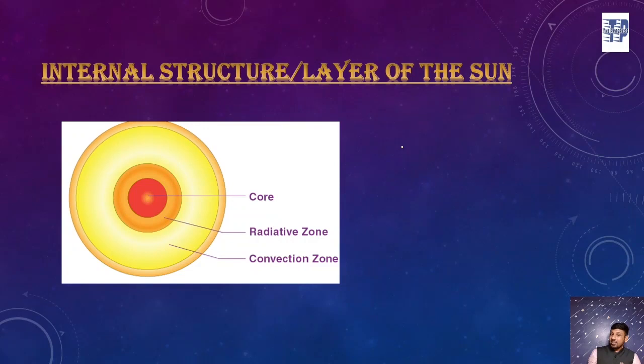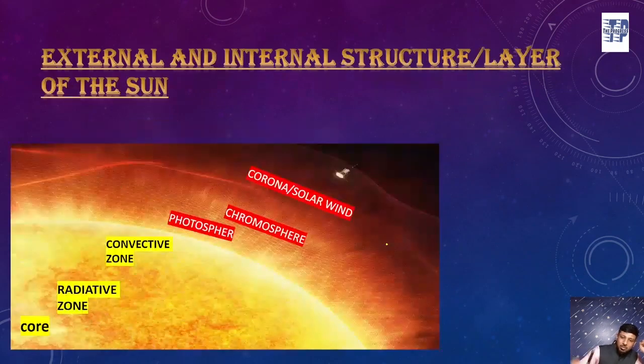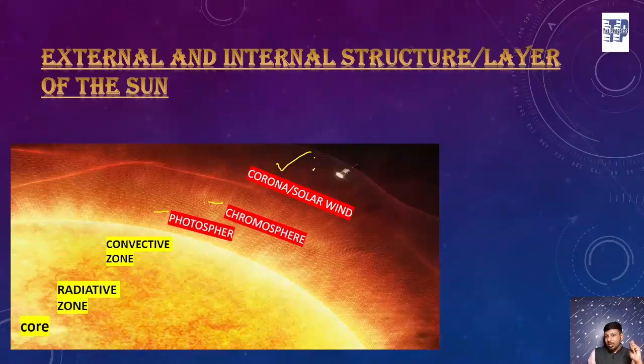Like the earth, which has crust, mantle and core, the sun's surface also has three layers, namely the core zone, the radiative zone, and the outermost one, the convective zone. These are the three surface zones. And coming to the atmospheric zone, it is divided first into the photosphere, then above the photosphere we have the chromosphere, and above the chromosphere we have the corona or the solar wind.